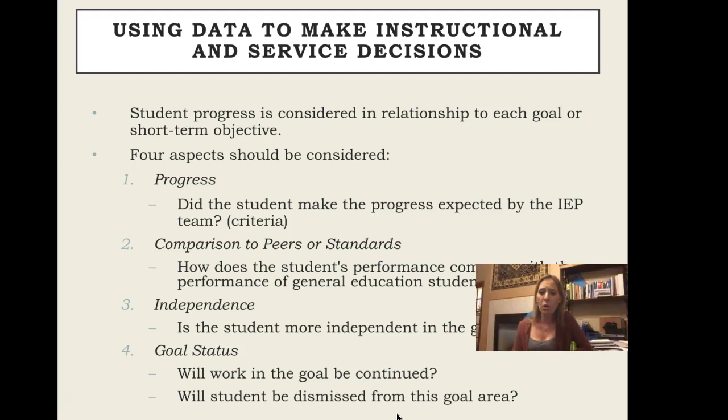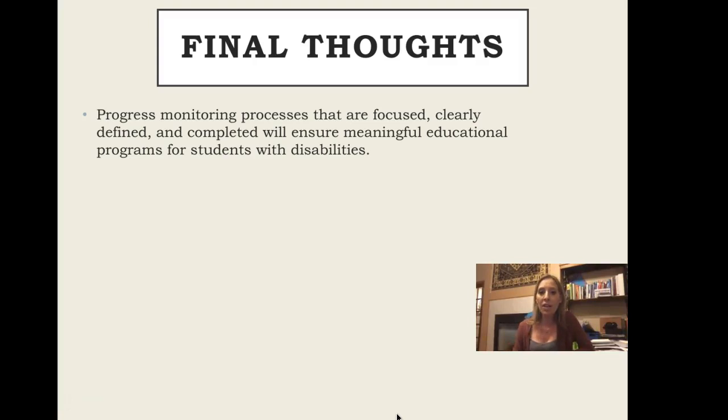And then goal status. We want to look at the goal status of, will work in this goal area be continued? Does the student still have areas of need in this math area or behavioral area, or are we kind of done in that area? Has that student really mastered a lot of content and they're ready to move on to next topic areas? Finally, progress monitoring processes are focused, clearly defined, and completed. We know that ensures a meaningful educational program for students with disabilities.